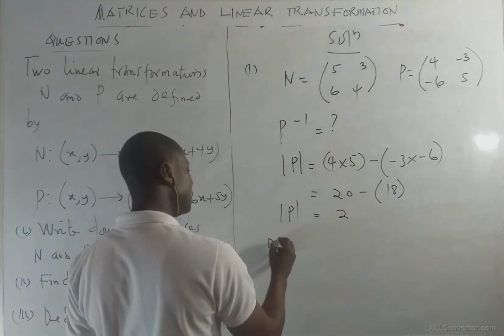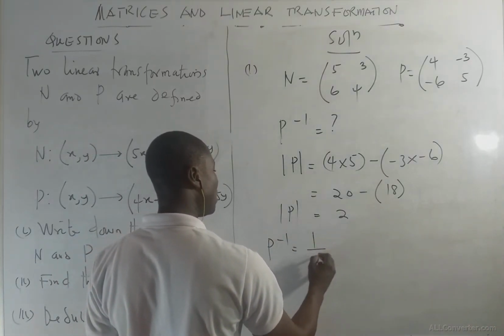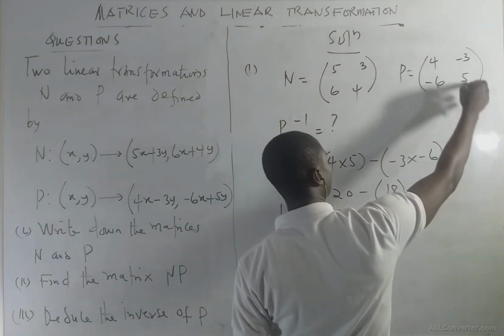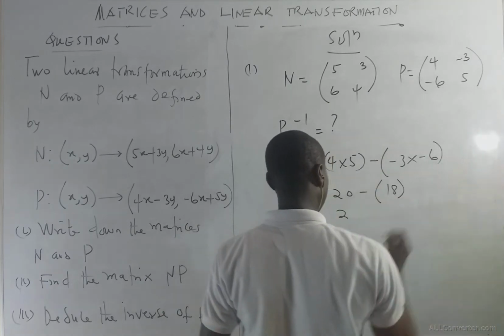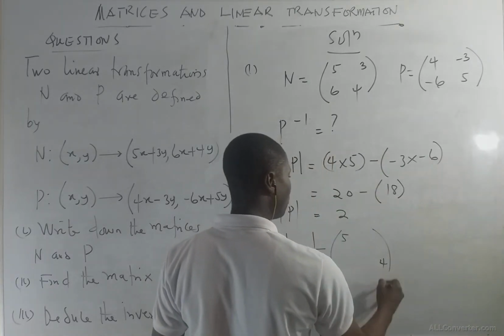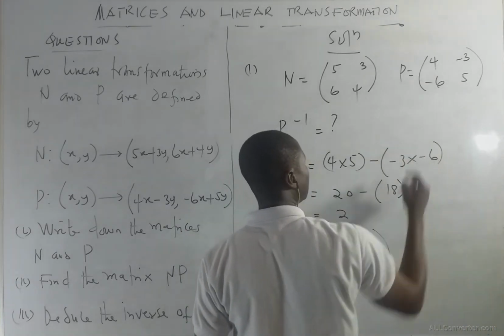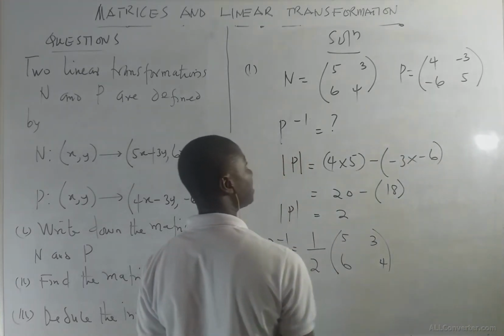Now we know that the inverse of the matrix is 1 over the determinant. Then we interchange the position of the first and the fourth element. So 5 here, 4 there. So we have 5 here, then we have 4 here. Then we negate the 2. So we negate 3, then we negate minus 6, and that's giving us 6.